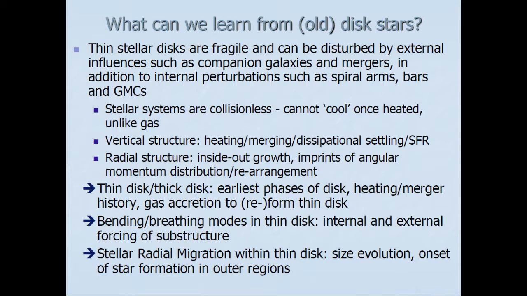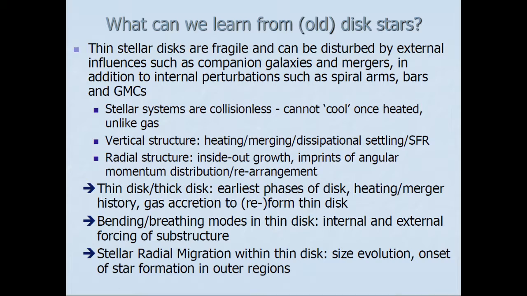But stars, no. So that means if I study the vertical structure of disks as a function of age, as a function of chemistry, I can get information on the heating history of the stars and place constraints on the relative importances of heating, dissipational settling, when did stars form, etc., by looking at the vertical structure. By looking at the radial structure of disks, and by structure, I mean structure in its fullest meaning: how do the kinematics vary as a function of height in the plane and distance? How do the chemical abundance distributions vary, structure in age distribution, etc.?